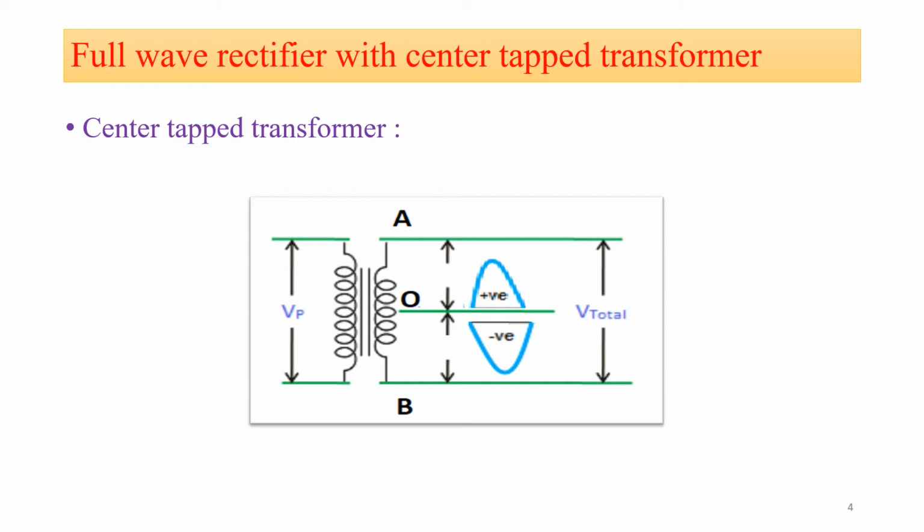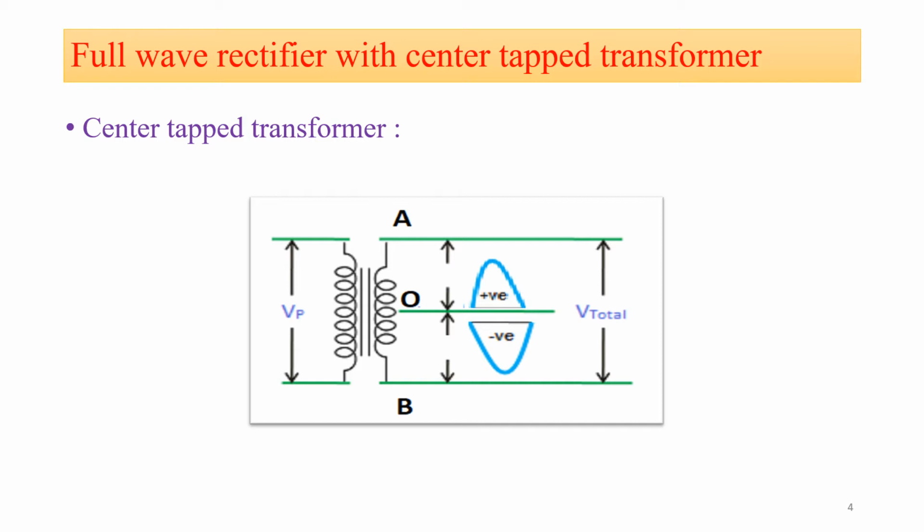The main working of our center tap type of transformer is that the induced voltages in the two halves of the secondary windings are always 180 degrees out of phase with respect to each other. Now, if you see, the secondary winding is divided into two halves, that is AO and BO, and due to this center tap, the secondary voltages, VAO and VBO, are always equal and opposite to each other.